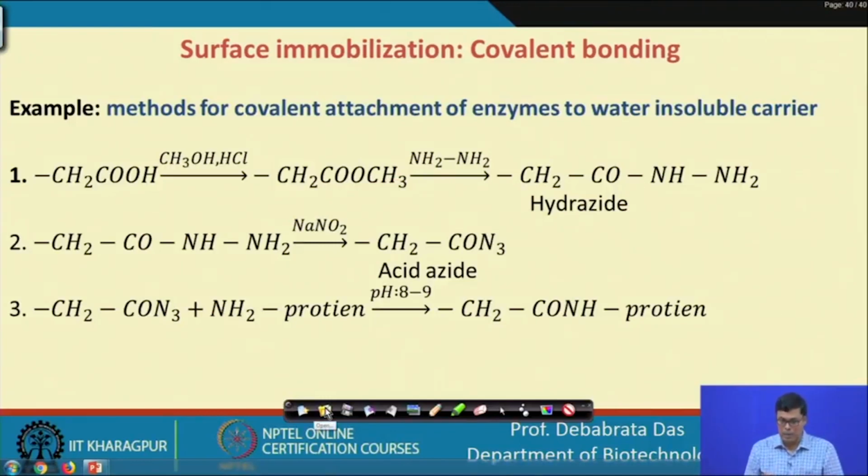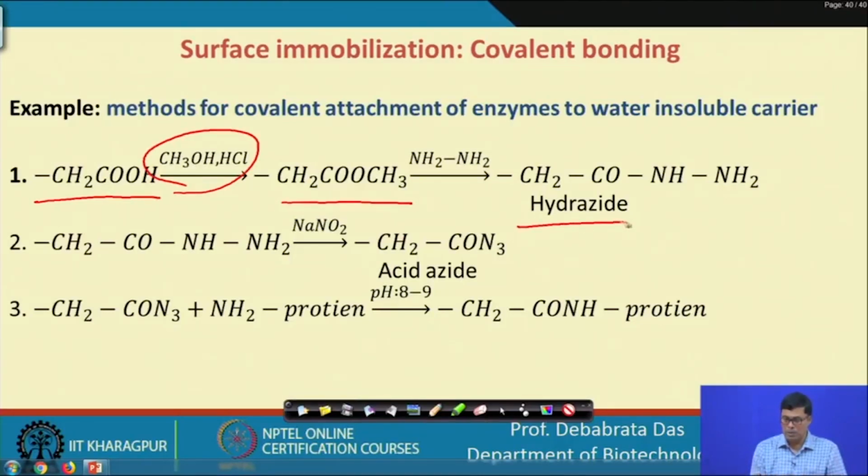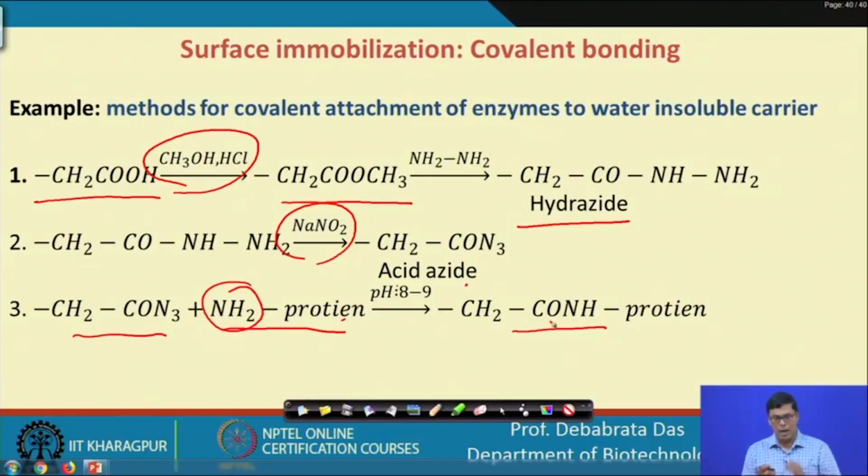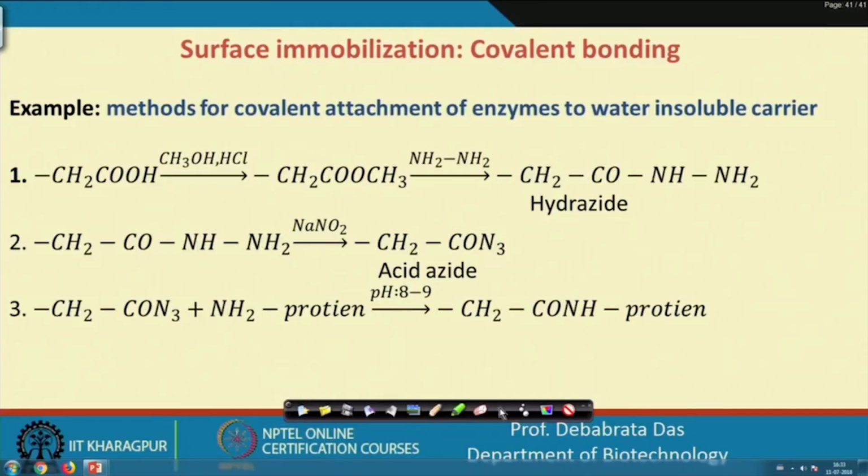And this is an example of how covalent binding takes place. I have given the instances. Suppose this is CMC, carboxymethyl cellulose, and when treated with methyl alcohol and HCl, it forms hydrazide, and then this hydrazide undergoes a diazo reaction. It produces acid azide, and this acid azide, in the presence of the protein molecule, we know the protein molecule has the amino group. This amino group will bind here, and this is how the bond formation takes place in case of covalent binding.